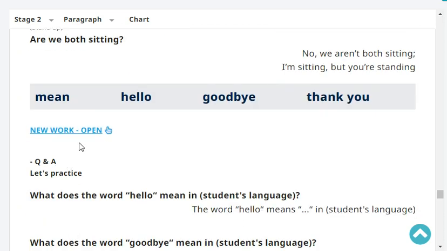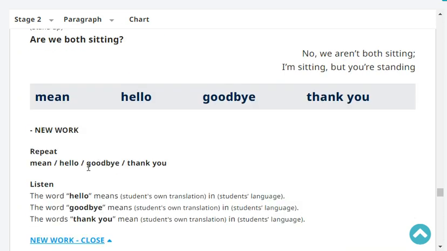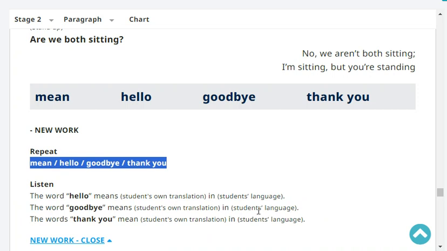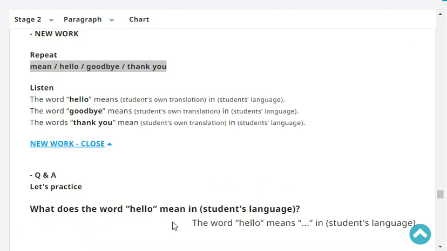Okay, next repeat. Mean. Hello. Goodbye. Thank you. Very good. Okay, listen. The word hello means konnichiwa in Japanese. The word goodbye means sayonara in Japanese. And the word thank you means arigato in Japanese.